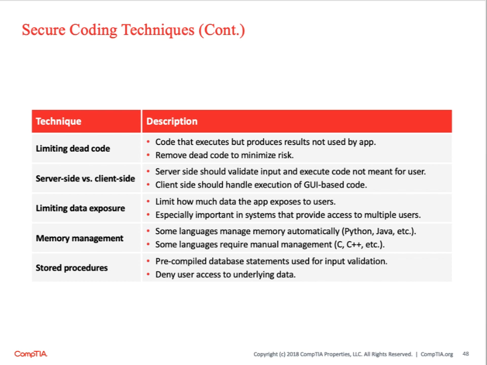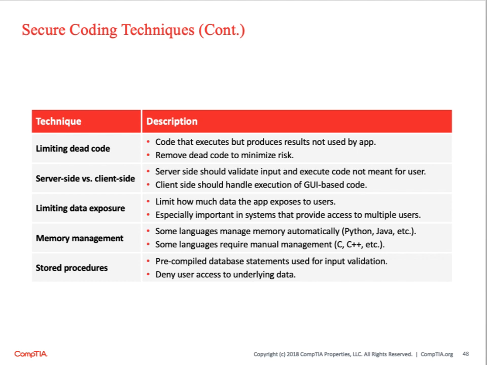And then the client side should handle the execution of GUI-based code, basically the stuff that you see as a user on the screen. Limiting data exposure: we need to limit how much application data is exposed to the user. This is especially true when we have multiple users connected to the same system. We don't want them to overlap with each other and give out information about one another, right?